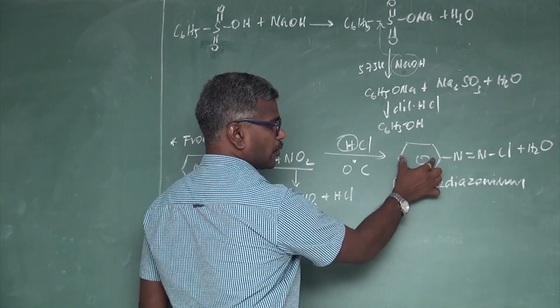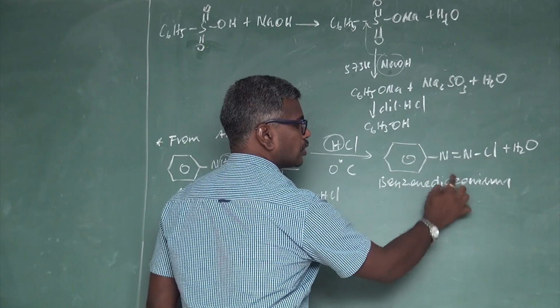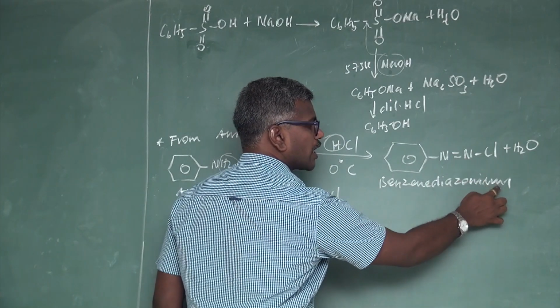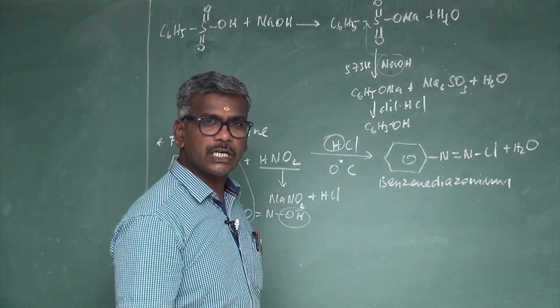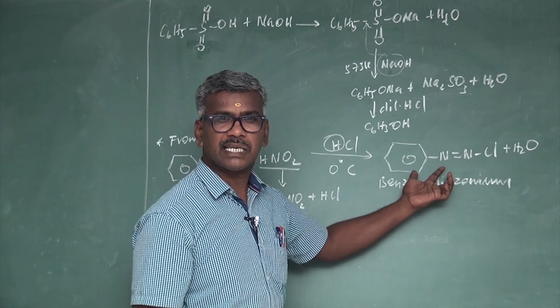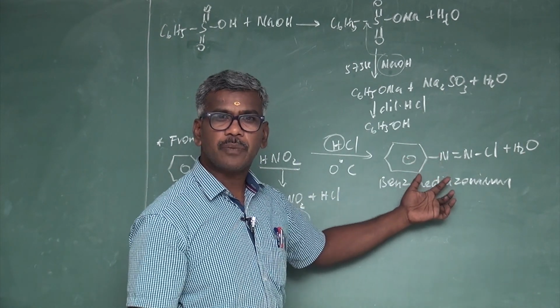What is the meaning of diazo? 2 nitrogens. IUM, the nitrogen which carries the positive charge. The halogen carries the negative charge. It is a colorless crystalline solid, readily soluble in water.